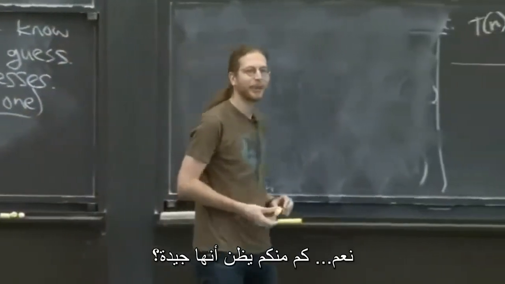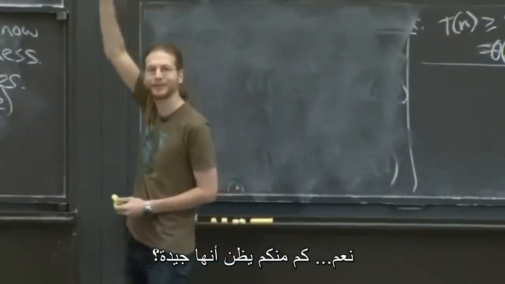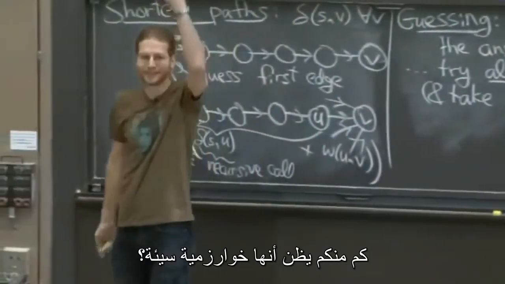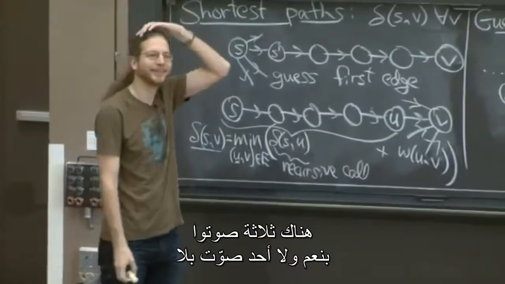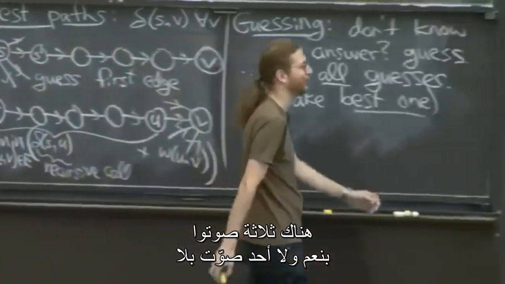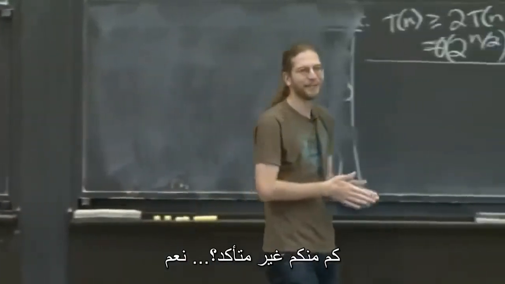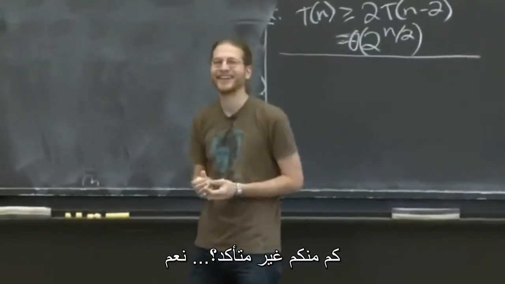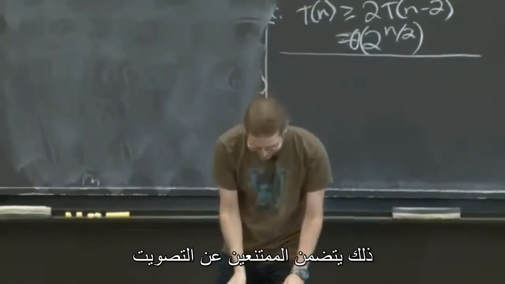Yes? How many people think yes, it's a good algorithm? Better, definitely better. Can't be worse. How many people think it's a bad algorithm? Still. OK, so 3 for yes, 0 for no. How many people aren't sure? Yeah, including the yes votes. Good.